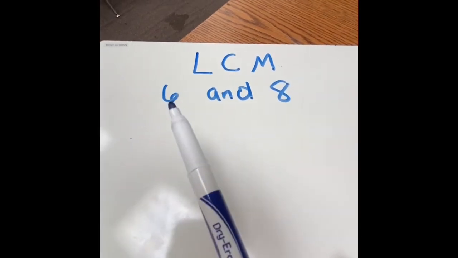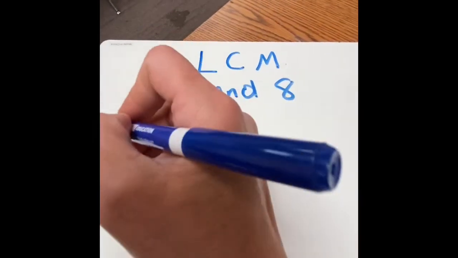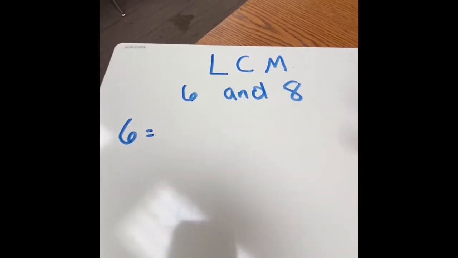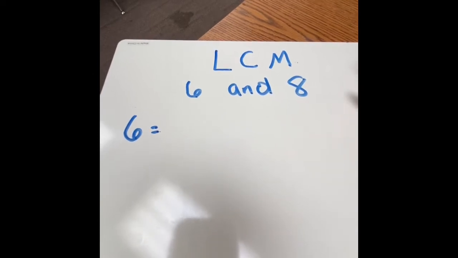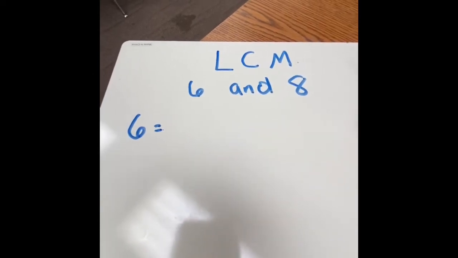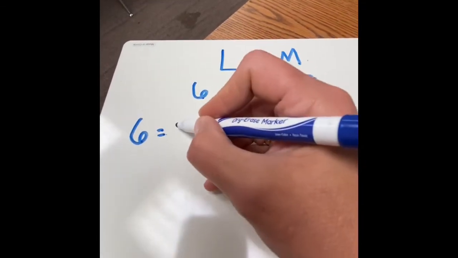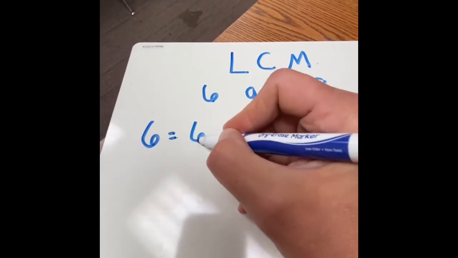So, for instance, if we're doing multiples of 6, it's like skip counting. Say your multiplication. You hear multiple. When you hear multiple, you think of multiplication facts. So multiples of 6 would be 6 times 1 is 6.